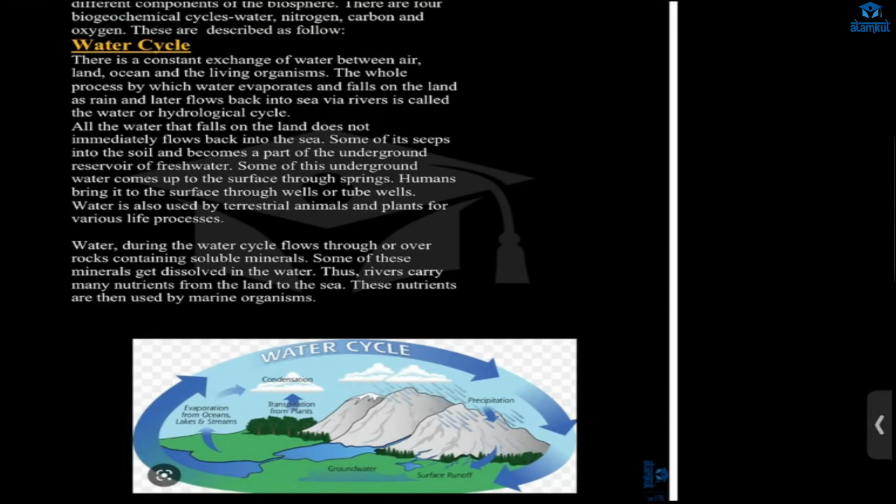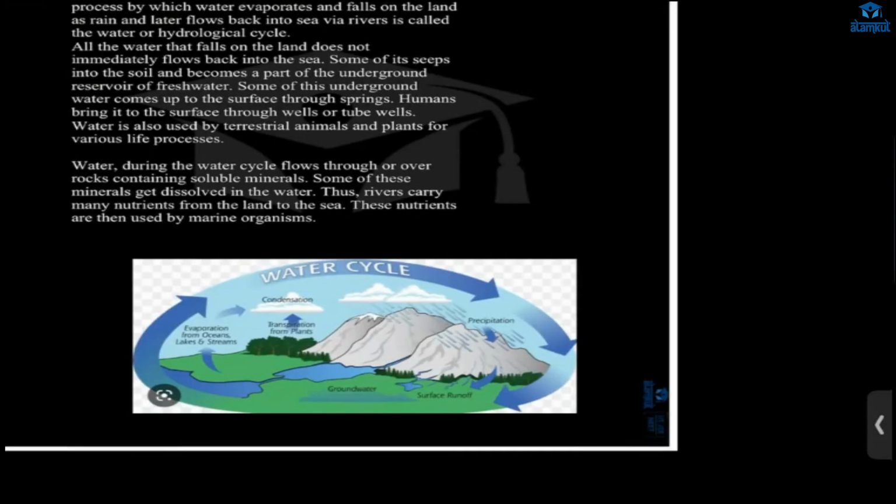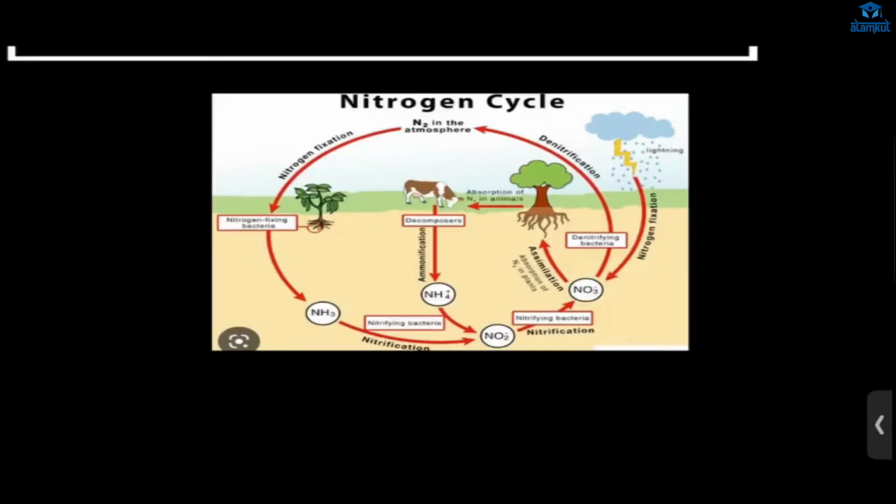First, the evaporation, then it will fall to the land. Precipitation, right? Again, it will go to the sea. Then again, evaporation. This cycle is the water cycle. Here you can see.